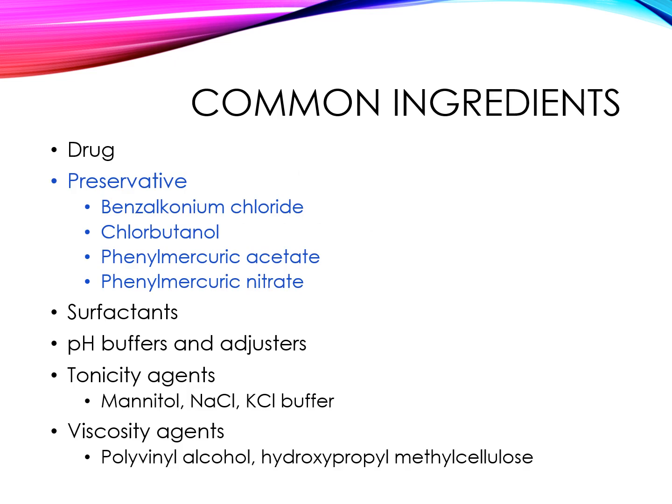In order to achieve the previous properties of an eye drop, there are some common ingredients. First and foremost, there's always a drug or an active ingredient within the product. There's also several different types of preservatives that can be used. There's surfactants, which can help to improve solution clarity, pH buffers and adjusters, tonicity agents, and viscosity agents.